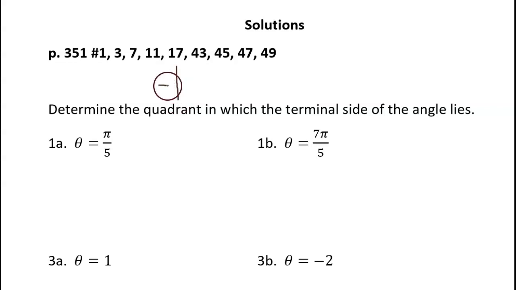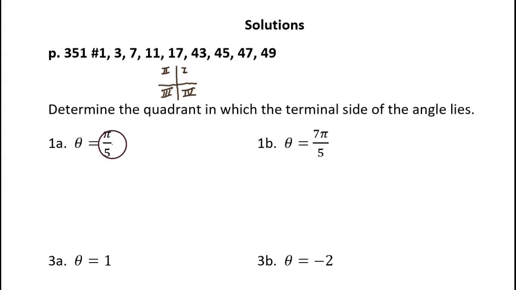If this is the y-axis and this is the x-axis, then this one here is quadrant 1, this is quadrant 2, this is quadrant 3, and this last one is quadrant 4, using Roman numerals to label those. Now we're going to decide in which quadrant an angle with a radian measure of pi over 5 radians lies.